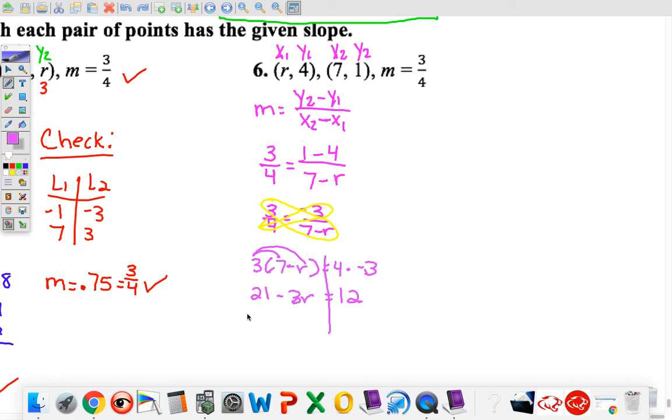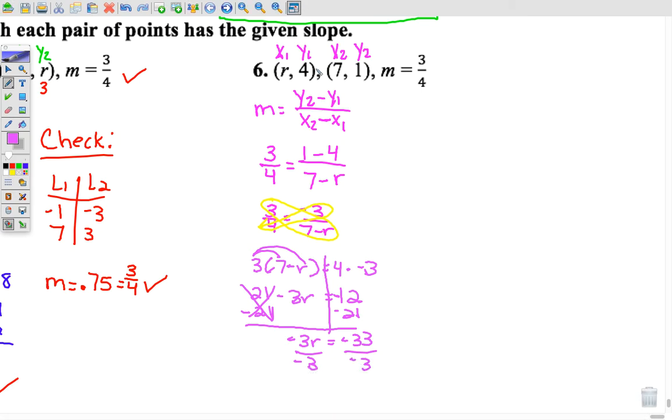Okay, so I'm going to go ahead and subtract 21 from both sides. So I have negative 3r is equal to, that's my 0 pair. We have 12, that's a negative 12. 4 times negative 3 is a negative 12. So I have negative 12 minus 21. That will give me negative 33. Divide both sides by negative 3. So divide this by negative 3. There we go. R will equal 11.